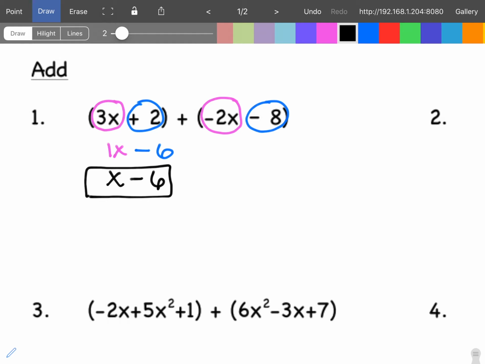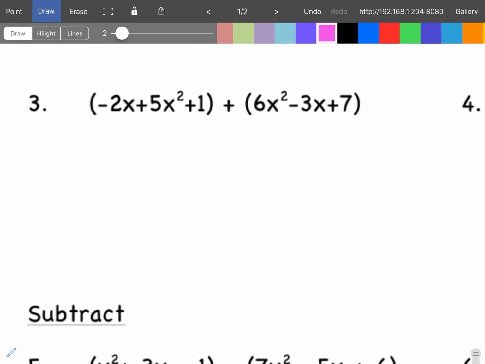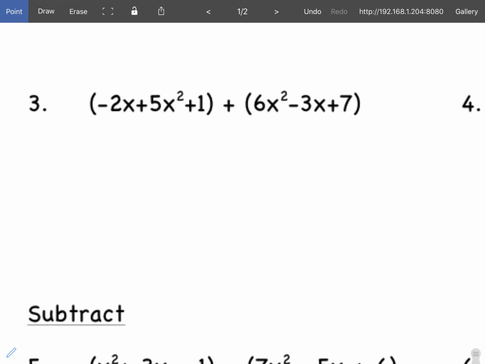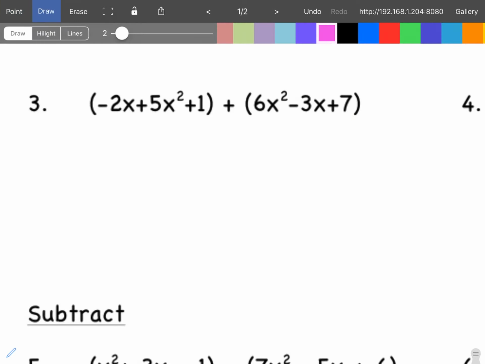All right, I'm actually going to skip down to number 3, and once I do this one, I'm going to give you a moment to pause the video and do number 2 and 4. So on number 3, we have a trinomial plus another trinomial. So we're adding two trinomials together. We do the same idea here. I would start out with the term that has the highest exponent, which is going to be the x squared terms. So we're going to have positive 5x squared and a positive 6x squared. That adds up to 11x squared.